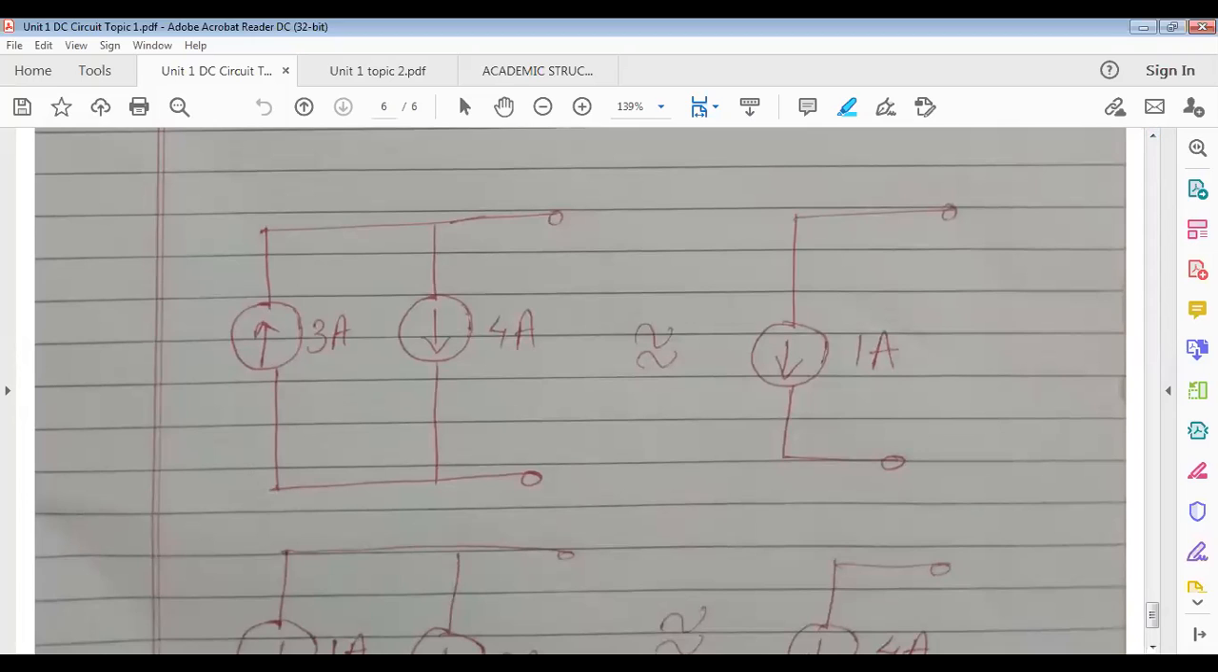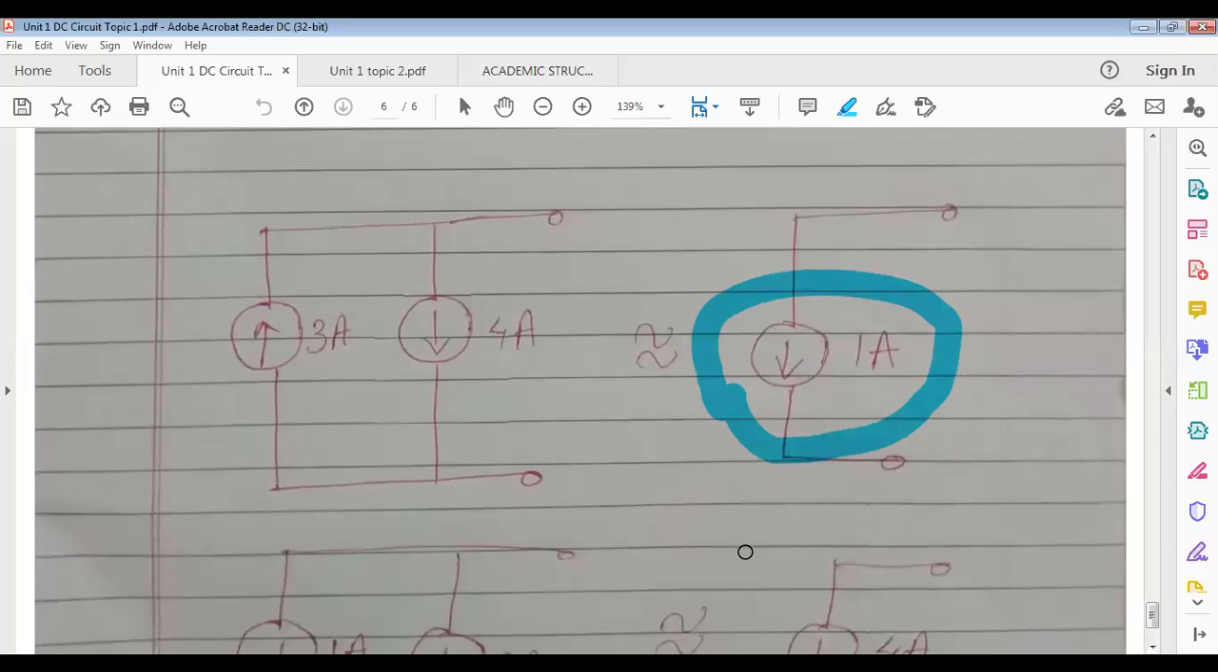Yes, ma'am. Okay. So see here, 3 ampere is pointing in upward direction, 4 ampere is pointing in downward direction. Now here, both the sources, 3 ampere and 4 ampere current source are connected in parallel, but their arrow direction is different. If arrow direction is different, then you have to subtract them. So 4 minus 3, 1 ampere.